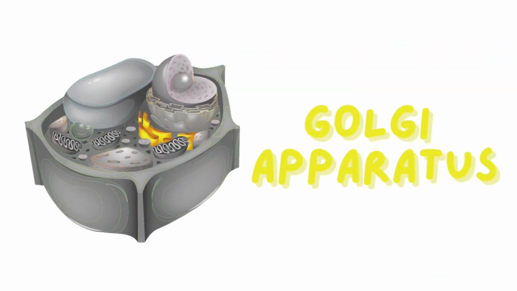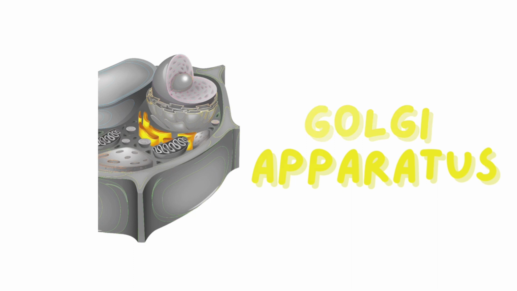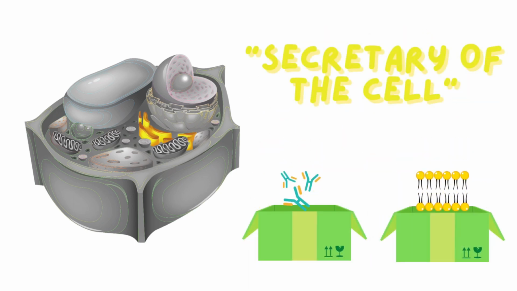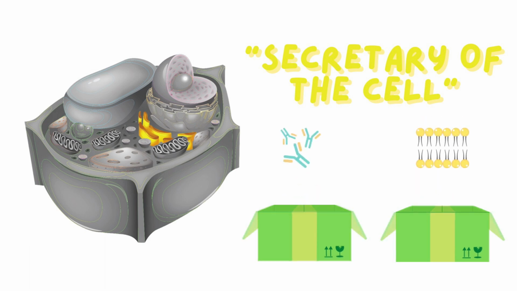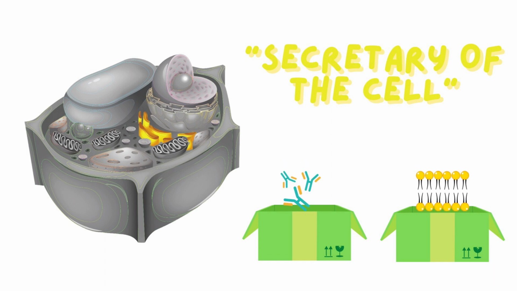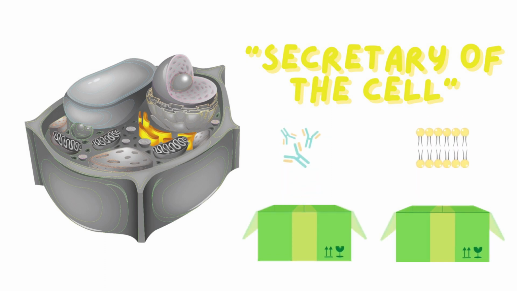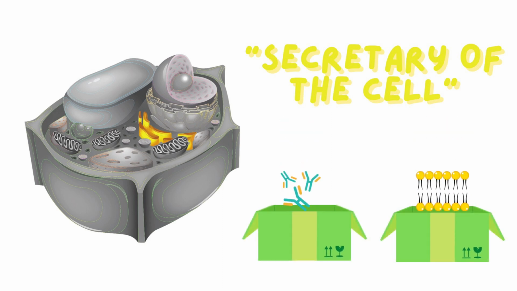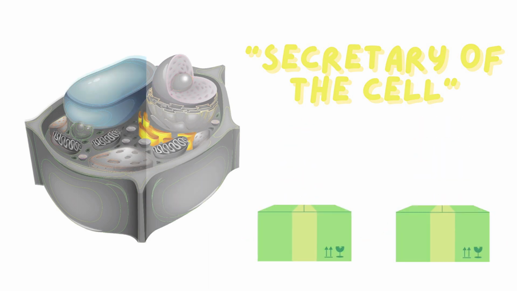Golgi apparatus, also known as the Golgi body, is an organelle that facilitates the processing and packaging of proteins and lipid molecules. It is near the nucleus and the endoplasmic reticulum. Thus, when proteins exit the endoplasmic reticulum, they proceed toward the Golgi apparatus for processing. These molecules processed by this organelle are then exported to other cell parts or secreted out of the cell.